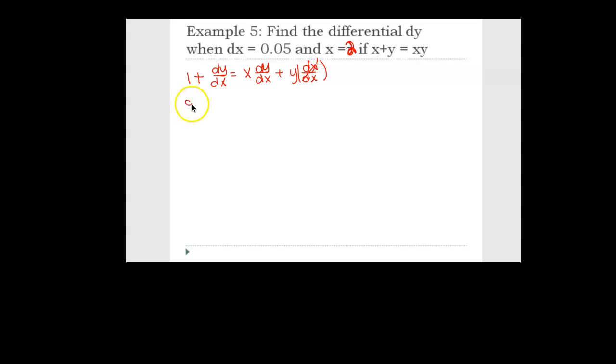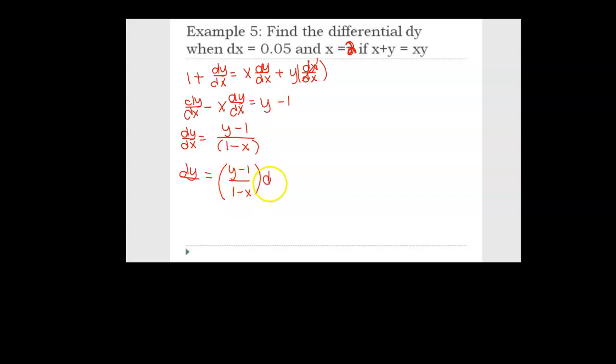So we're going to have dy dx minus x dy dx equals y minus 1. So then you get dy dx equals y minus 1 over 1 minus x. So I factored out the dy dx and then divided to the other side. And then you get dy, multiplying both sides by dx, equals y minus 1 over 1 minus x dx.